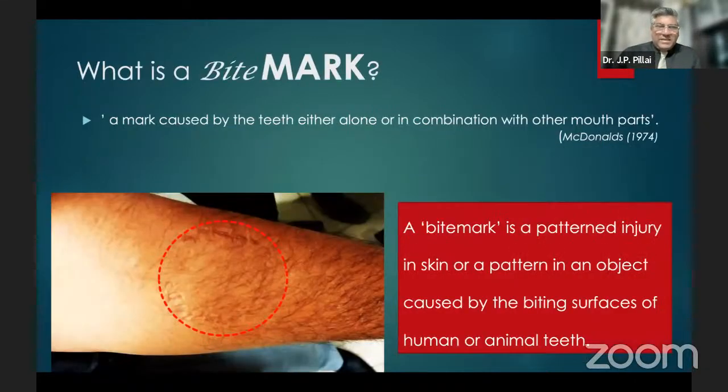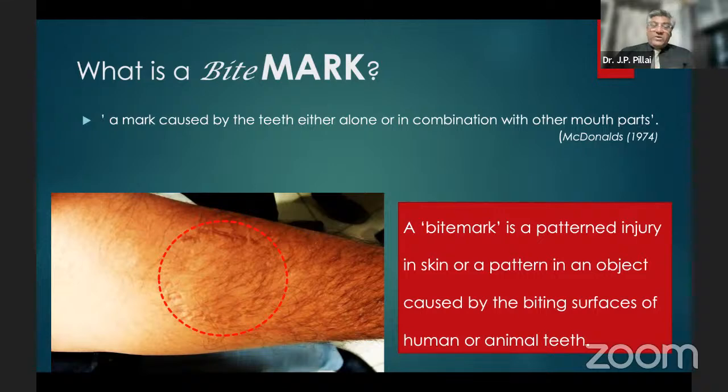So we will now see the mark component. What this mark component is, it is nothing but a patterned injury. It is the registration of the cutting edges of the teeth, or in short, I can use the word the incisal edges of the teeth, on the skin surface or on any inanimate object. So sometimes it is just the impression of the teeth, or they sometimes occur in combination with other structures like the tongue marks and the lip marks. All that also needs to be investigated.